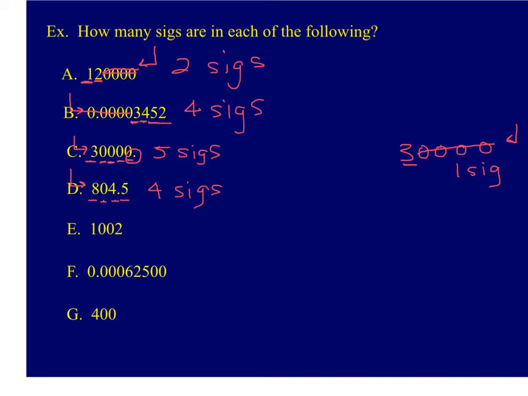On letter E, there is no decimal written on the page, so the decimal is absent. Start counting from the Atlantic side of the number. Start counting with the first non-zero, which is the 2. And once you start counting, don't stop, so you would count all 4 of those as significant figures.